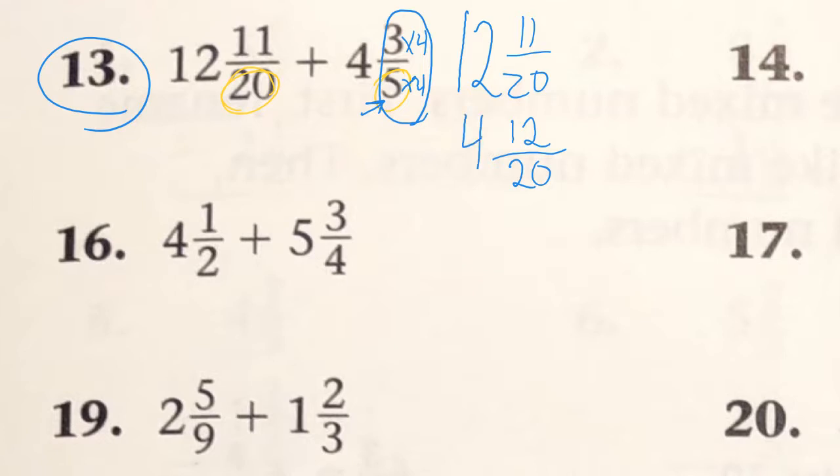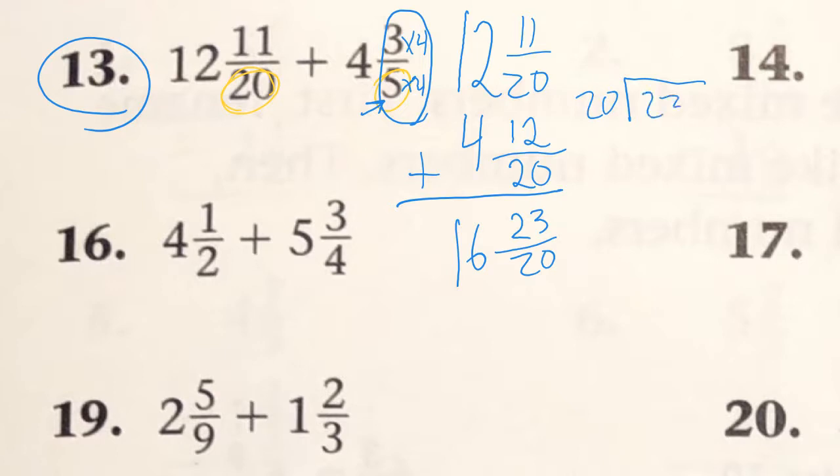The whole number stays the same. Now we can add. In this case, we get 23. 11 plus 12 is 23 over 20. And the whole number 4 plus 12 is 16. But 23 over 20 is an improper fraction. We can fit 1 whole 20 into 23 with 3 left over.